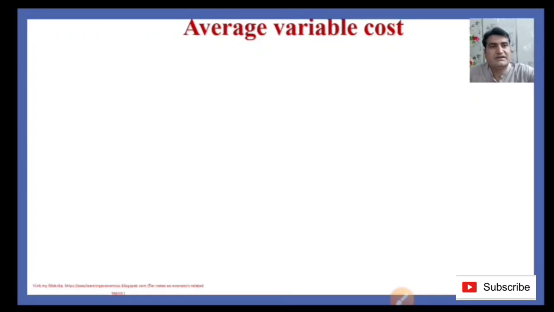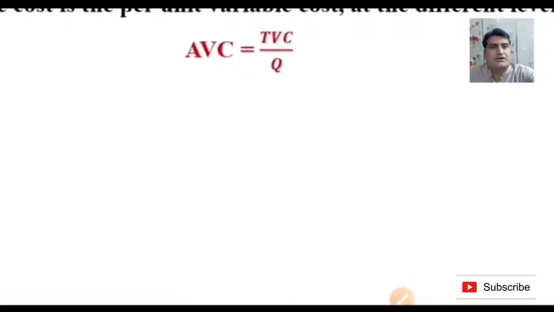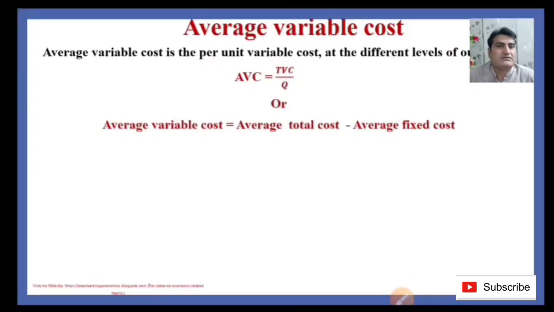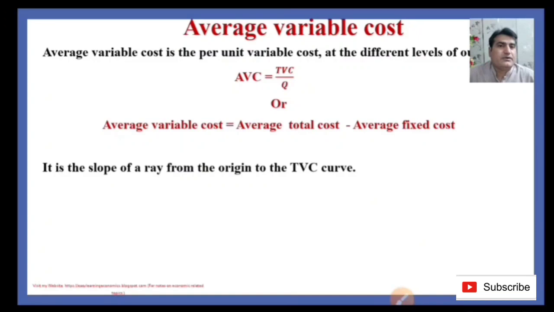What is average variable cost? Average variable cost is the per unit variable cost at different levels of output. Once we use the average, it means per unit. So the average variable cost is equal to total variable cost divided by the total quantity. So the average variable cost is equal to average total cost minus average fixed cost. It is the slope of the ray from the origin to the total variable cost curve.